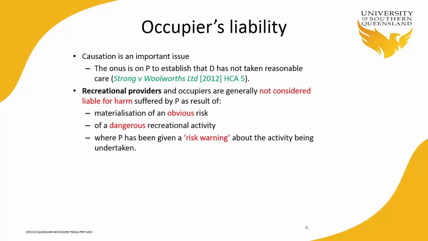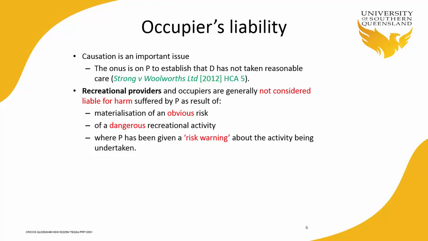On page 163 they talk as well about the subset, if you like, of occupiers who are the recreational providers. So these are people that provide recreational services, and they of course are considered occupiers in that sense based on our definition of what an occupier is. The question is, what's their liability in relation to the people who come to use these recreational services?